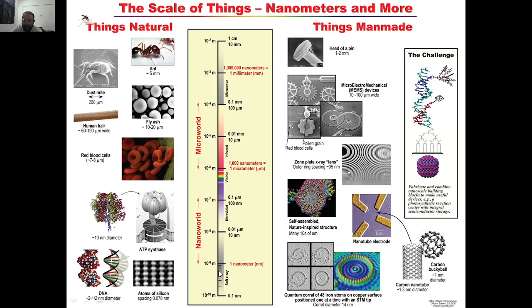With the help of this, inspired by nature, we were able to prepare a quantum corral of 48 iron atoms on a copper surface. On the copper surface, iron atoms have been positioned one at a time with the STM tip. This is the scanning tunneling microscope, developed and invented by IBM scientists who got the Nobel Prize for this. Why is it so important?